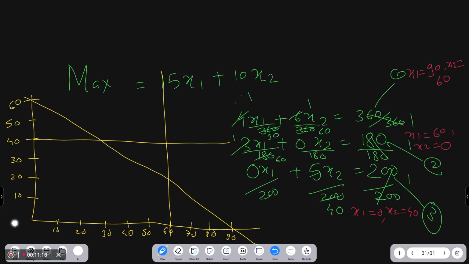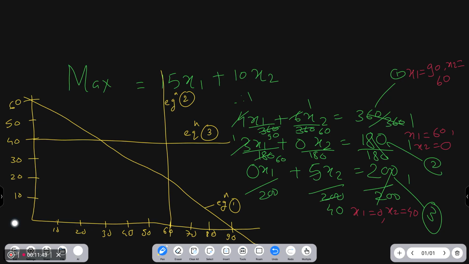You know that this is my equation number 1, right? This line is for equation number 2, and this line is for equation number 3. Clear, everybody?